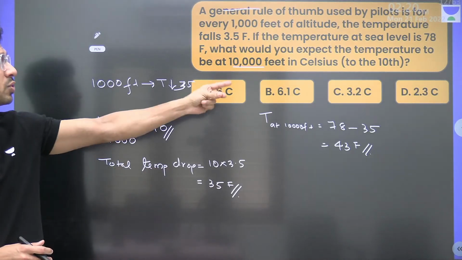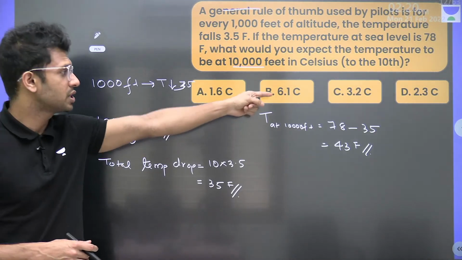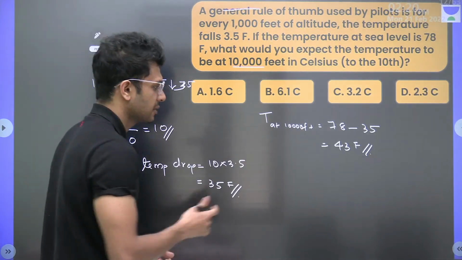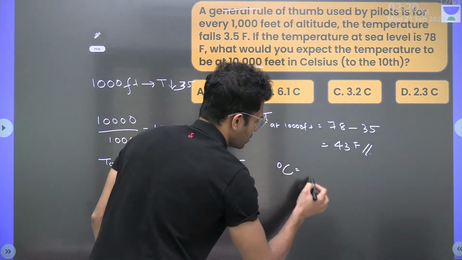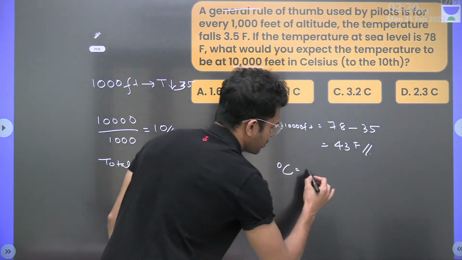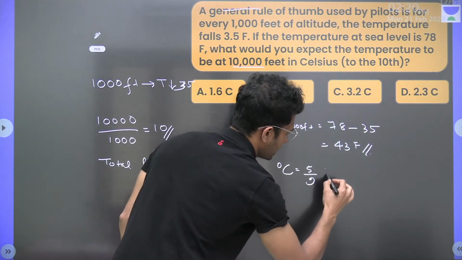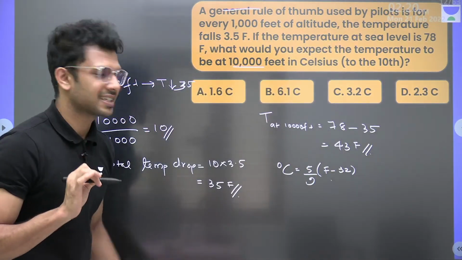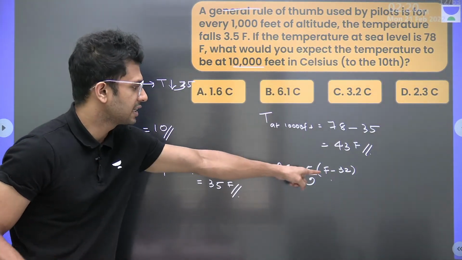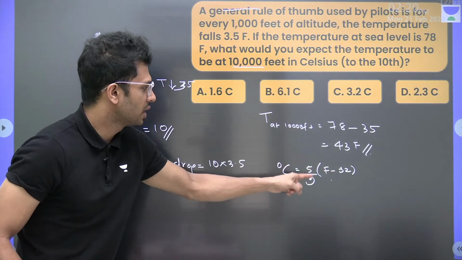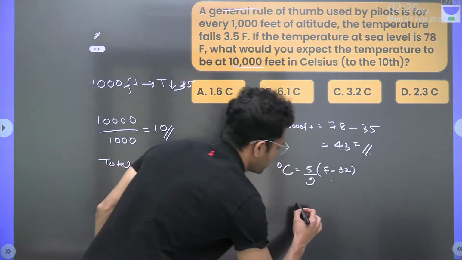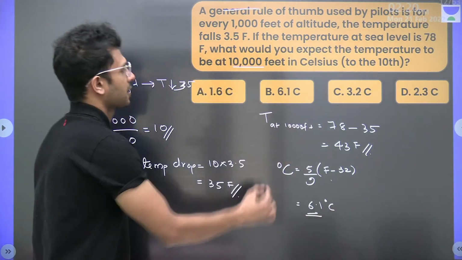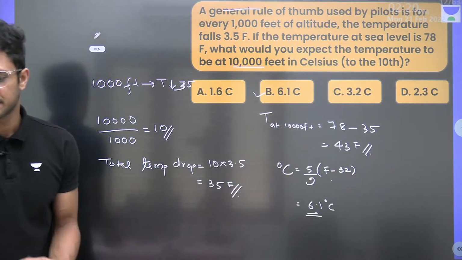Very simple, but we don't want this 43. Why? We need it in degrees Celsius, right? So let's make the conversion. How? We all know the simple conversion between degrees Celsius and Fahrenheit. Formula: 5 by 9 times F minus 32, isn't it? Now substitute the value of F, that is 43, minus 32 into 5 by 9. We will get the final answer as 6.1, which is option B.